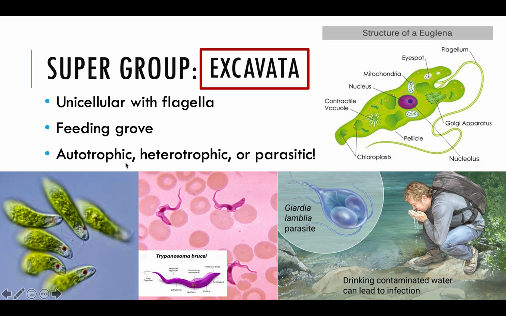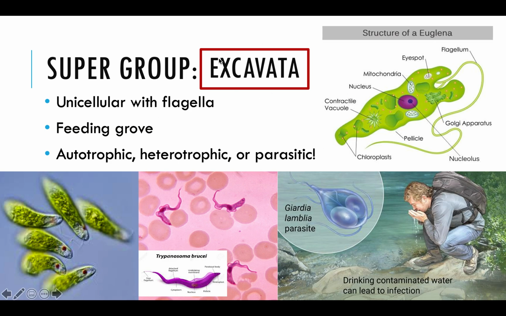These organisms can be autotrophic, heterotrophic, or parasitic. So in the case of Euglena, these are autotrophs, so they do create their own food, but they also are heterotrophic, so they can eat nutrients in order to gain energy. We also have this organism Trypanosoma brucei. It's a parasite, and it causes African sleeping sickness. Giardia, which is a horrible parasite that you can get from drinking contaminated water, like in a creek or a river, causes horrible intestinal problems, vomiting, diarrhea, things like that. So those 3 organisms are members of this group.